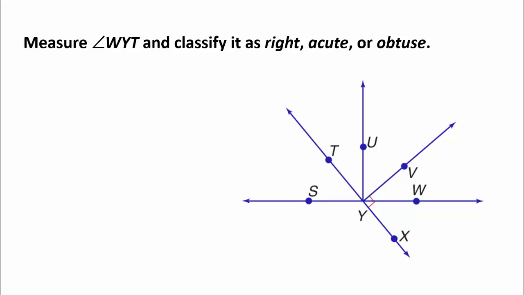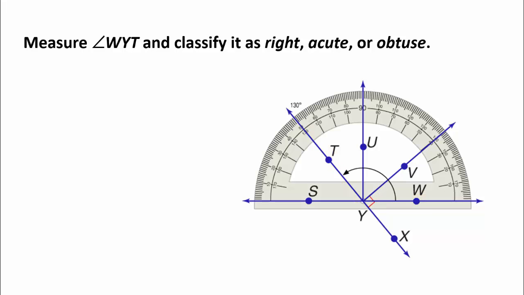Let's measure angle WYT and then classify it as right, acute, or obtuse. Let's highlight it first to see which angle it is that we're talking about. WYT. That's the angle that we want to measure.